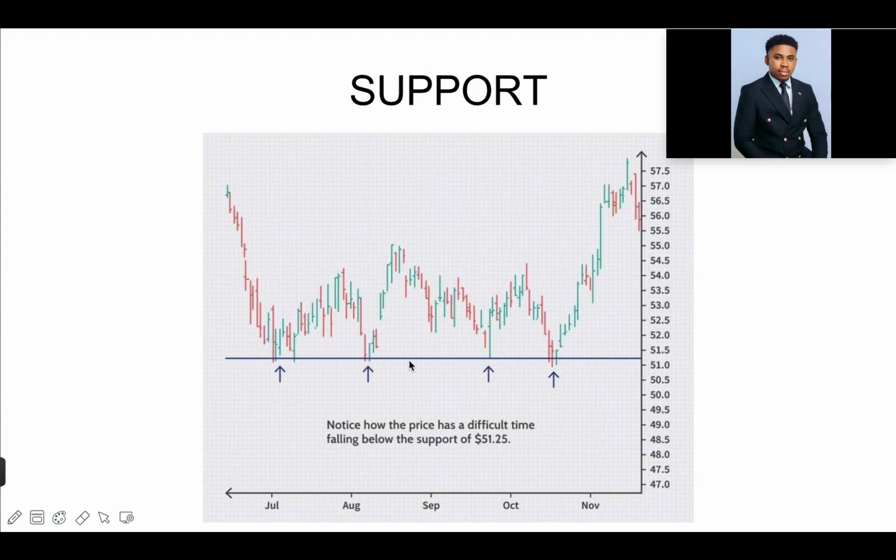And this is a graphical illustration of a support level. So you can see that whenever price comes to this level, it rises. Whenever it comes to this level, it rises back, coming back to the level and rising one more time. So this serves as a floor for price. So it's difficult for price to break beyond or below this level.